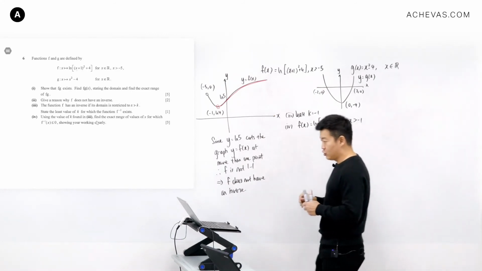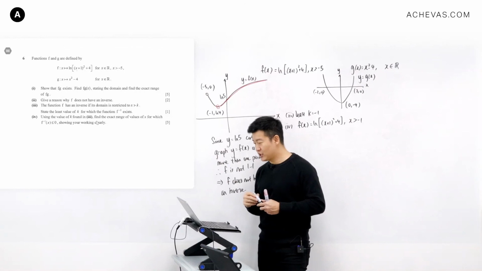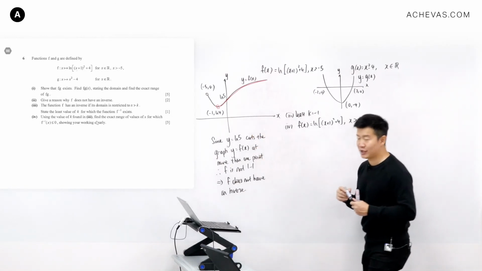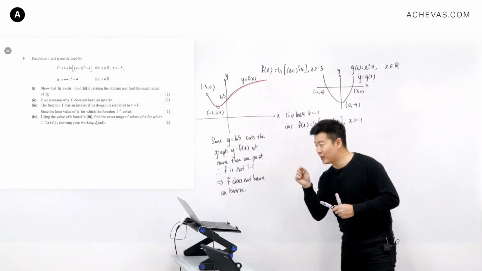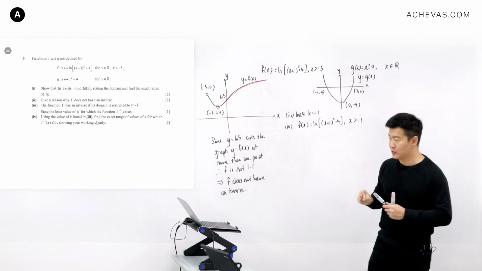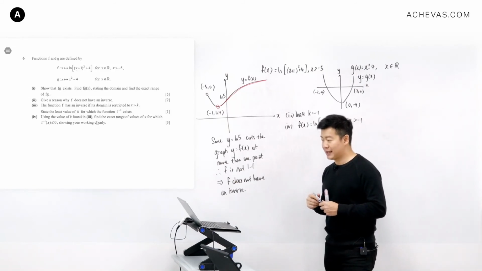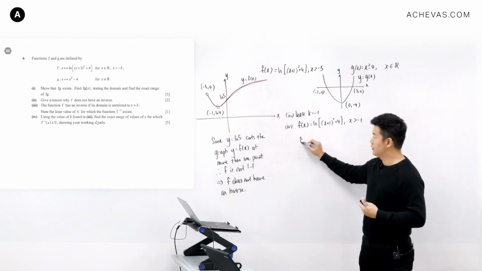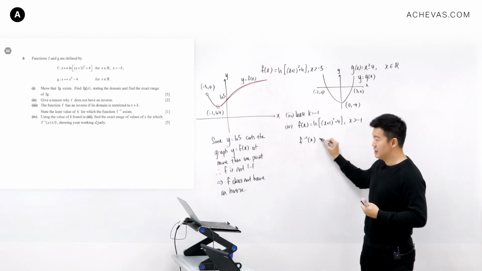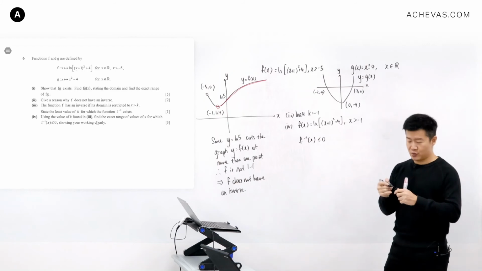3 marks. Find the exact range of the values of x such that f inverse x is less than or equal to 0. I want to find the exact range of values such that f inverse x is less than or equal to 0. We are supposed to solve this: f inverse x is less than or equal to 0.